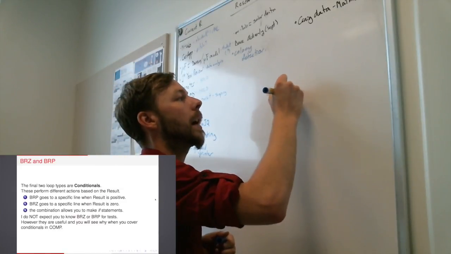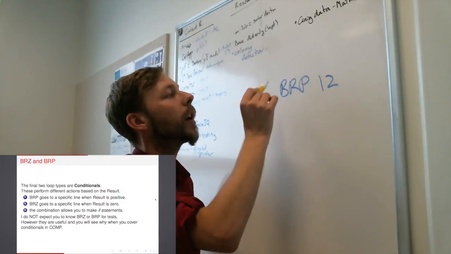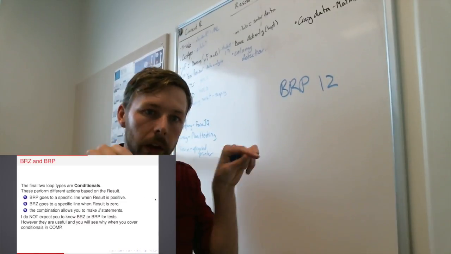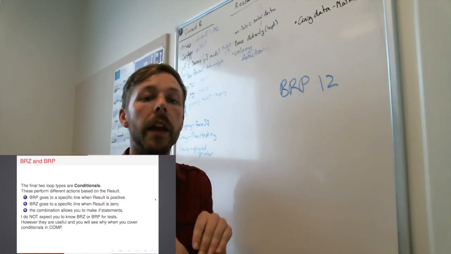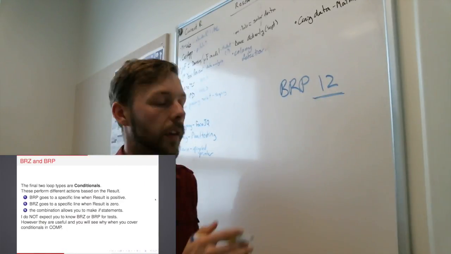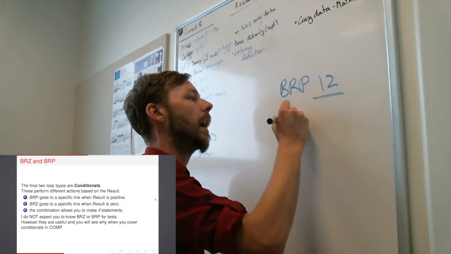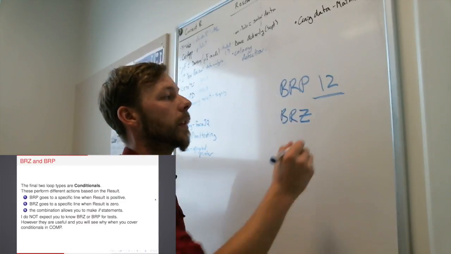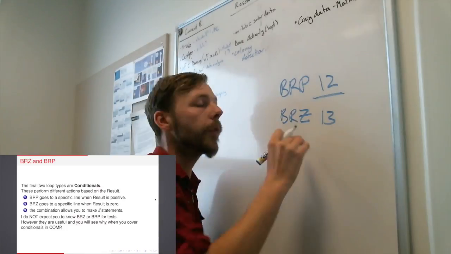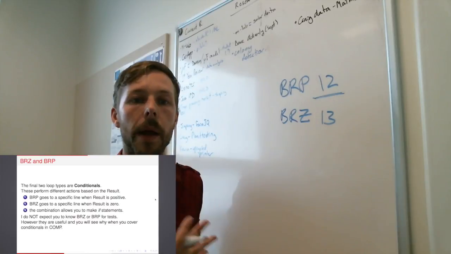So a BRP command might look like this, BRP 12, and that says if I get to this line here, and the value on the surface of the little man's calculator, the result field, is a positive number, so anything above 0, then go to that line there. Skip all the way to that line in the code or go back to there. BRZ does the same thing, so let's say BRZ 13. When you get to that line, it says if the value in your result field is 0, then skip to that line there or go back to that line there.